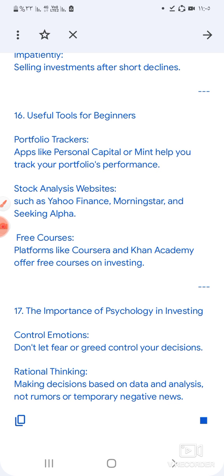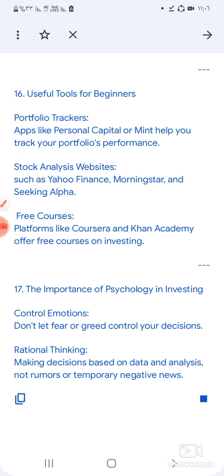17. The importance of psychology in investing. Control emotions. Don't let fear or greed control your decisions. Rational thinking. Making decisions based on data and analysis, not rumors or temporary negative news.